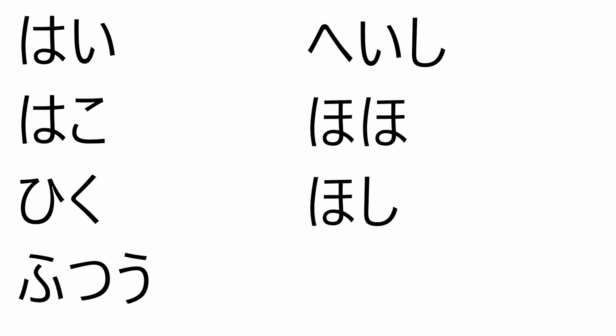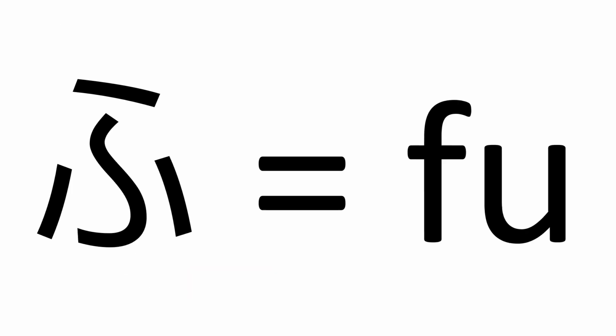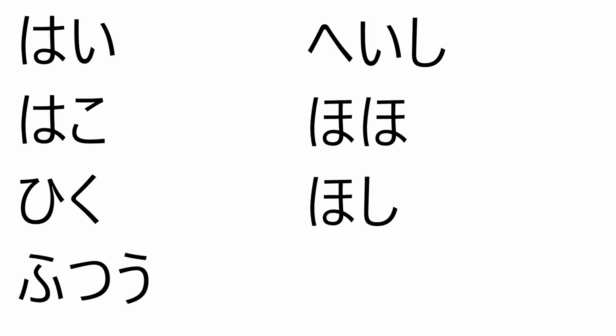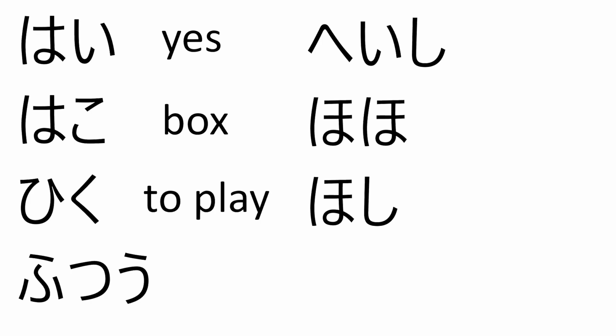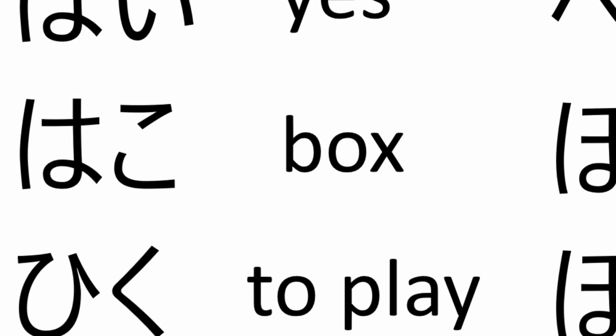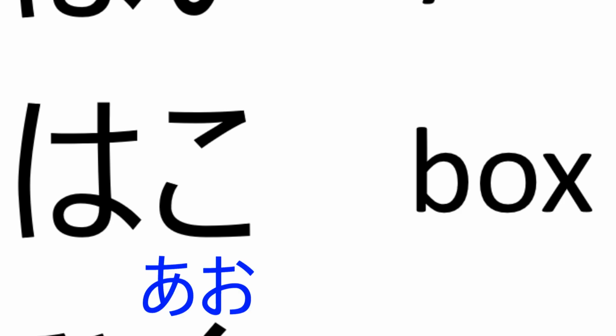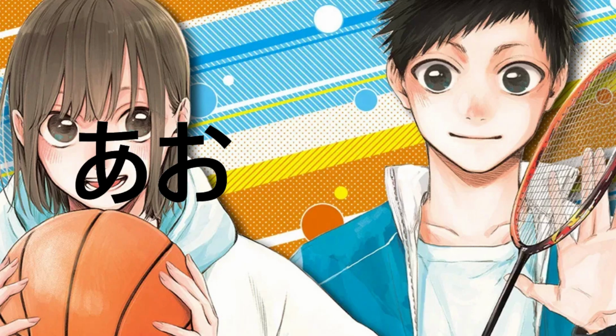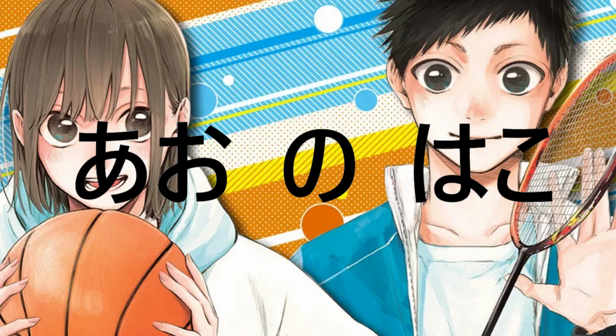Continuing with hai, hako, hiku, futsu, heishi, hoho, hoshi. You can see that we're using a fu and not a hu. Actually, I think it's a lot more common to use fu. They mean yes, box, to play an instrument, normal, soldier, cheek, and star. Since you now know what hako means, if I told you Ao means blue and gave you the title Ao no Hako, you should be able to translate it.